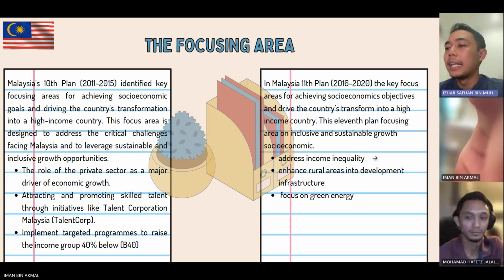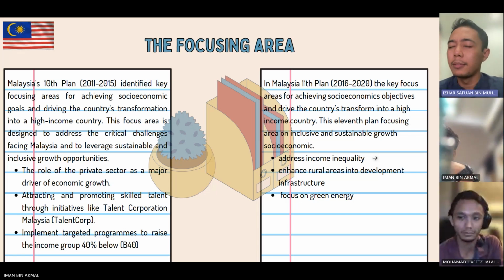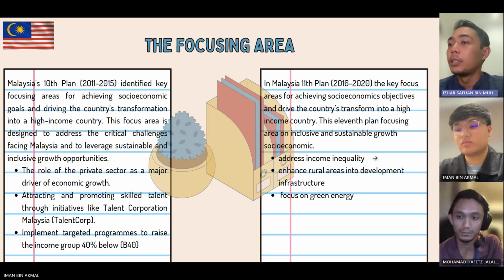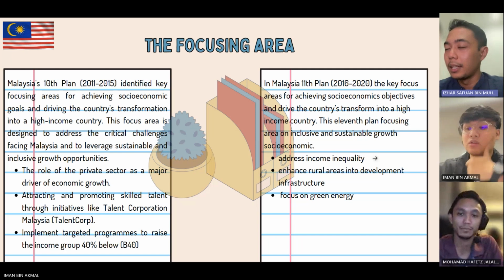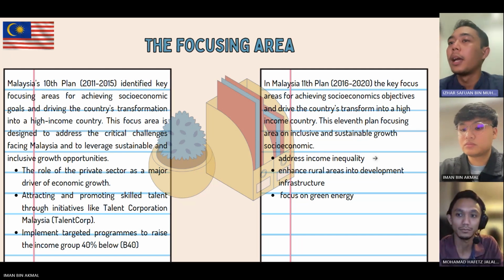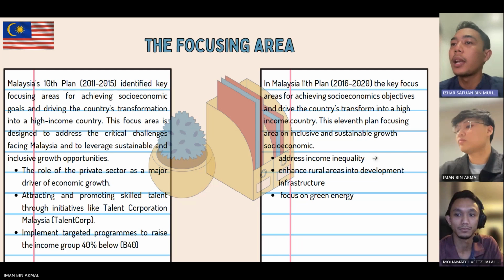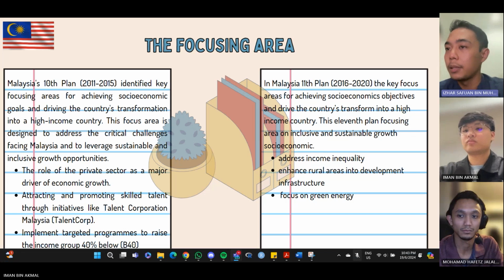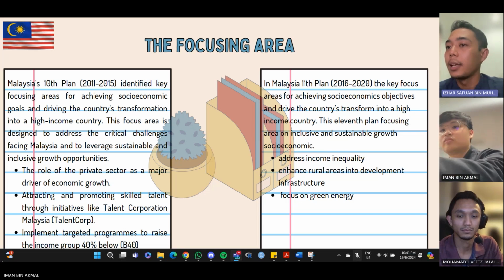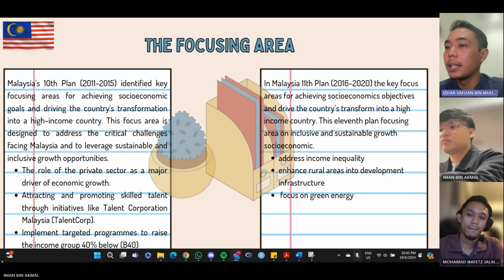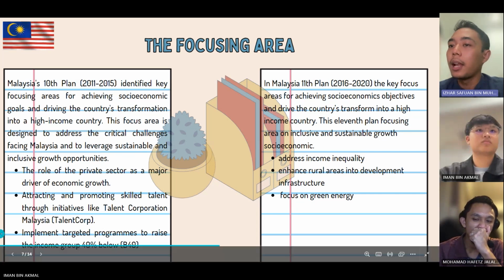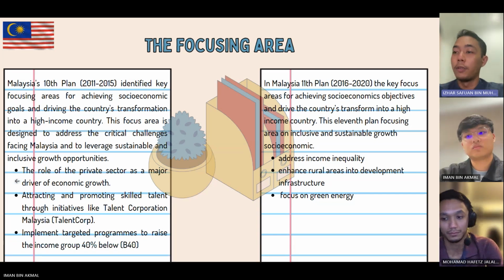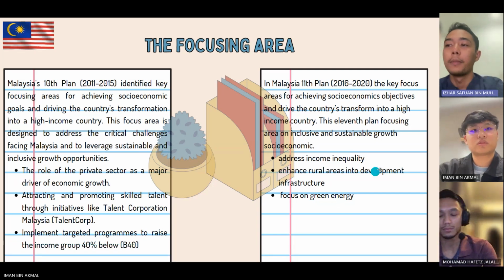So we continue with the 11th Malaysia Plan from 2016 until 2020. This focus area is to achieve socio-economic objectives and drive the country to transform into a high-income country. The 11th plan focuses on inclusive and sustainable socio-economic growth, such as addressing income inequality, enhancing rural area infrastructure development, and the last is a focus on green energy technology. So that's all for my part. I pass to my partner.